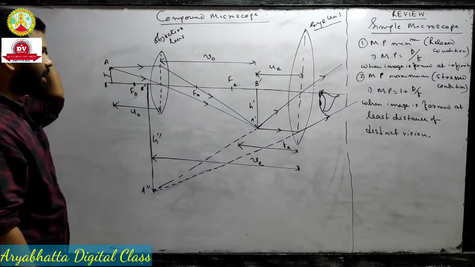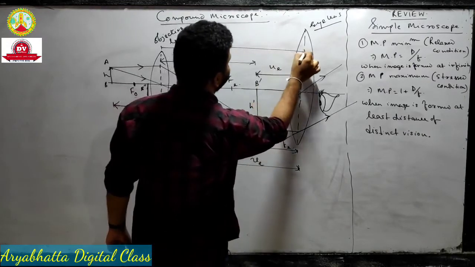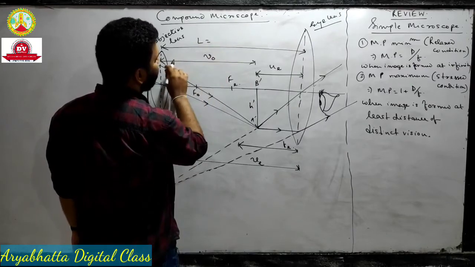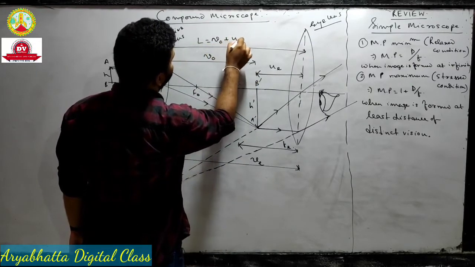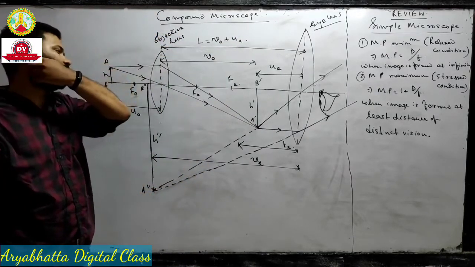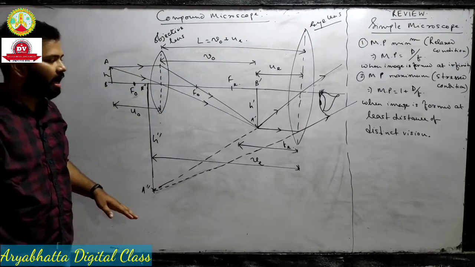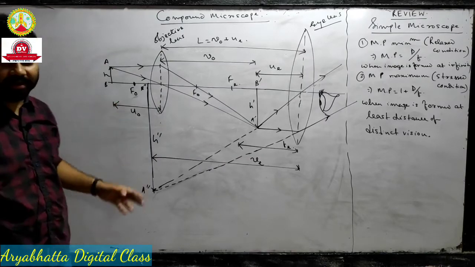Okay, now from this lens, that is from the objective to this one, this is known as the length of the microscope, and this is nothing but V naught plus UE. From the diagram it is clear that the length of the microscope is equal to V naught plus UE. So this is the way the compound microscope performs. Okay, this is the diagram.